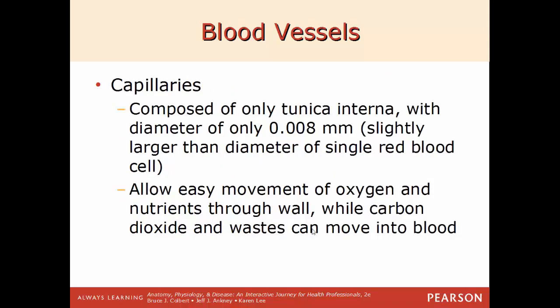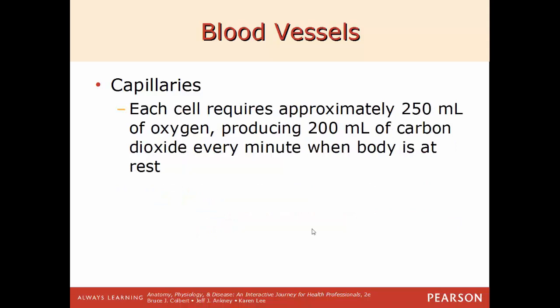These only have one layer, the tunica interna, which has a diameter of only 0.008 of a millimeter. So this is slightly larger than the diameter of one red blood cell. And because you have such a small space, this allows for easy movement of oxygen and nutrients through the wall, while carbon dioxide and waste can move back into the blood to be removed. Now, each cell will require approximately 250 milliliters of oxygen, while producing 200 milliliters of carbon dioxide every minute while the body is at rest.